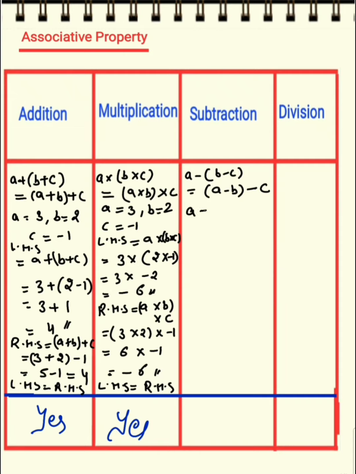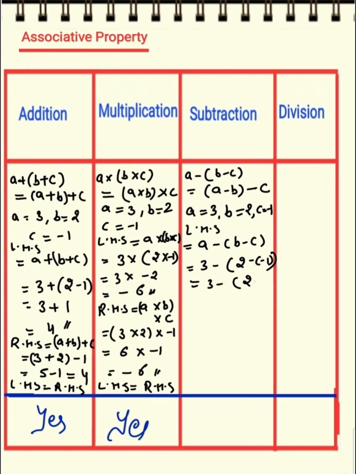Let's take A = 3, B = 2 and C = negative 1. So left hand side is equal to A minus B minus C. A is 3 minus B is 2 and C is negative 1. I'll get 3 minus 2 plus, the plus sign will come here. This will become 3 minus 3, which is equal to 0.